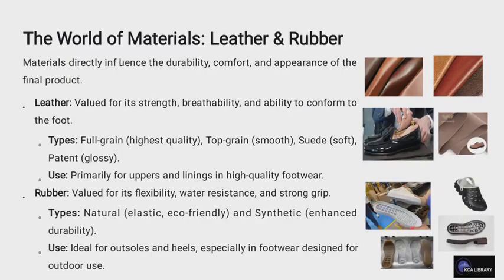Let's look at leather and rubber, which are the main materials. Materials directly influence the durability, comfort, and also the appearance of the final product. When we talk about leather, it's valued for its strength, breathability, and ability to conform to the foot. We have types of leather: full grain, which is the highest quality; top grain, which is smooth; suede, which is soft; and patent, which is glossy, as you can see in the picture. It's used primarily for uppers and lining in high quality footwear.